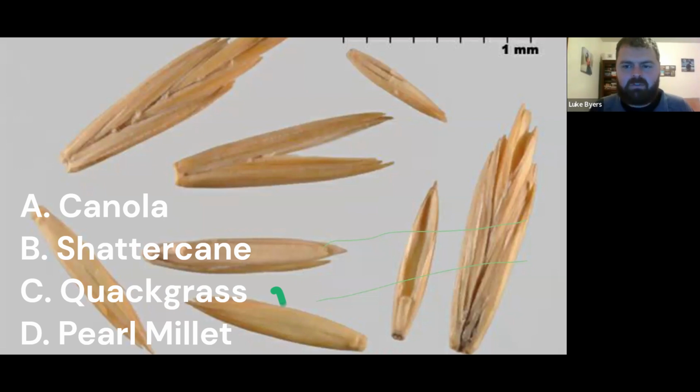Canola is in the mustard family, which would be a brassica, but this here has a seed that resembles a grass. So that's something that we want to keep in mind whenever we're basically using process of elimination to get the answer to some of these. And of course, it wouldn't be shattercane or pearl millet because those would have much smaller and rounder seeds. So let's do the next one.